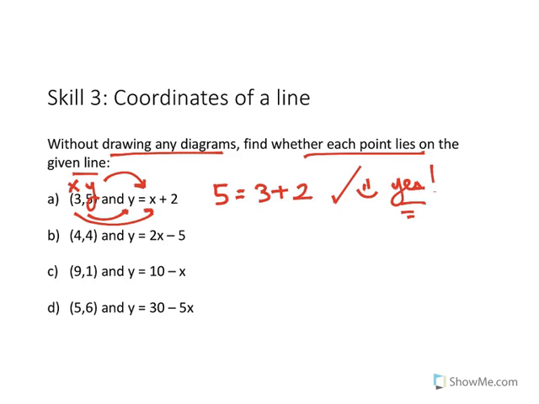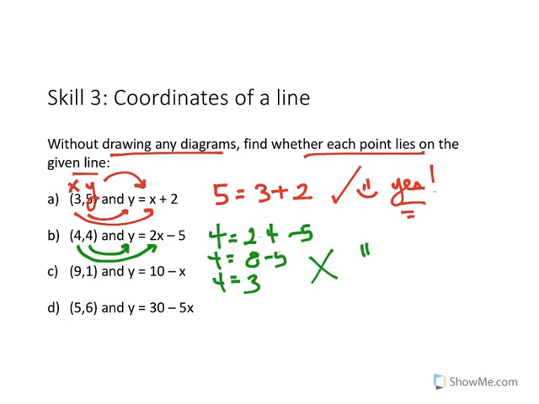But if we try the second one, put in 4 for y and also 4 for x. So 4 equals 2 times 4 minus 5. Let's see if this works. 4 equals 8, take away 5. 4 equals 3. Is this true or not? No, this doesn't work. So in this case, no, this coordinate is not on the line. So at this time, pause and try out C and D.